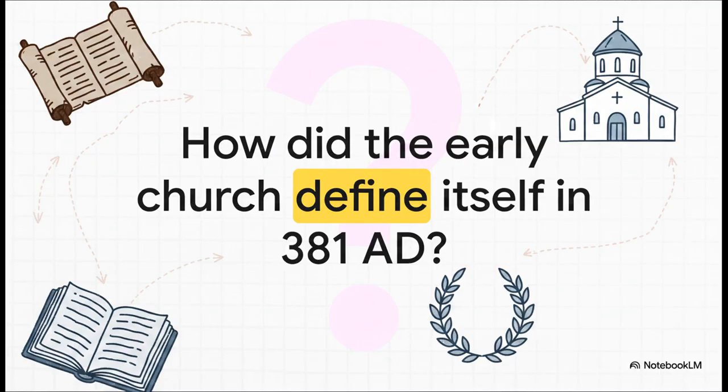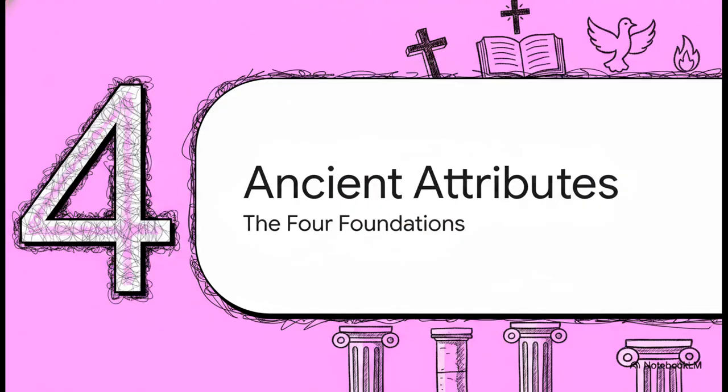Which naturally leads us to ask, before the Reformation, before the medieval period, how did the early Christian church strictly define itself at the Council of Constantinople, way back in 381 AD? Section 4, the four ancient attributes.